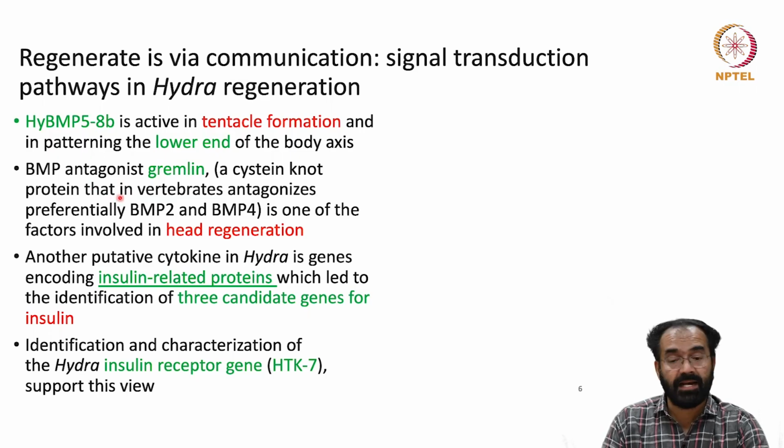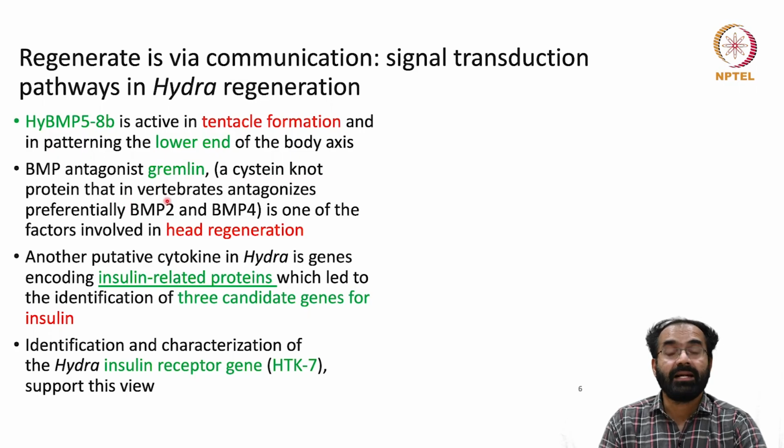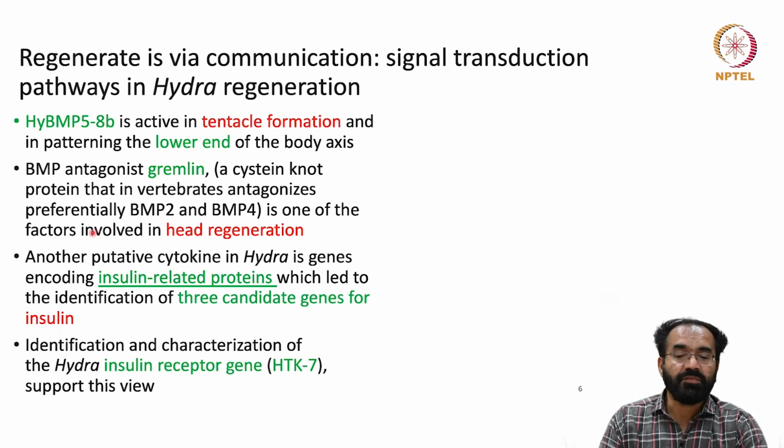BMP has an antagonist called gremlin, which is a cysteine knot protein present abundantly in vertebrates that antagonizes preferentially BMP2 and BMP4 on an average. It is one of the factors involved in head regeneration. In Hydra, for the head to regenerate, you need to have the BMP antagonist also.